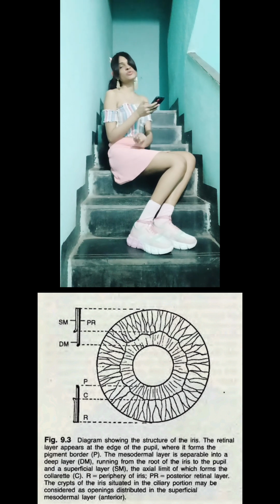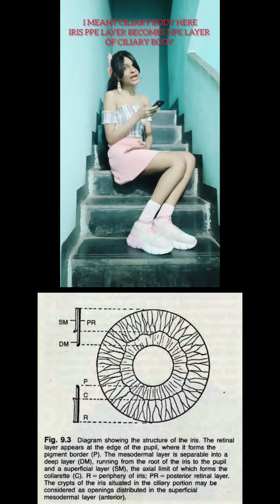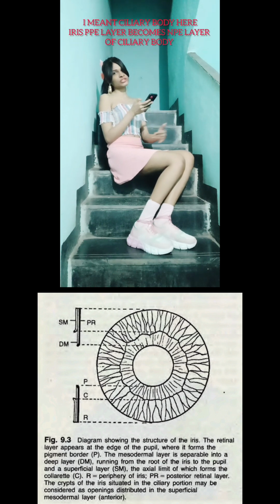This is very important because both epithelial layers of the iris, anterior and posterior, are pigmented. But the posterior epithelial layer is more pigmented than the anterior epithelial layer, and the pigmentation is lost towards the periphery, where it becomes continuous with the non-pigmented epithelial layer of the ciliary body and the neurosensory layer of the retina posteriorly.